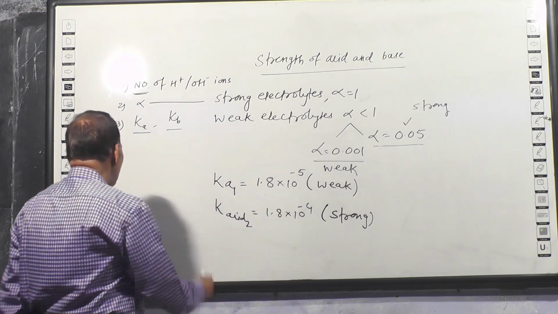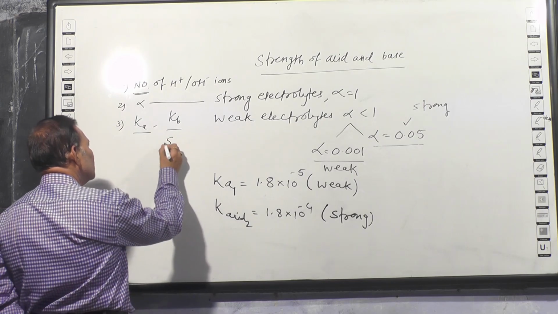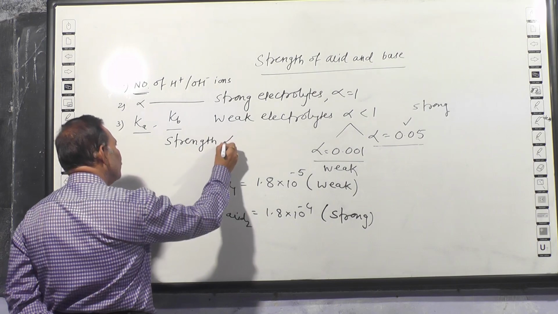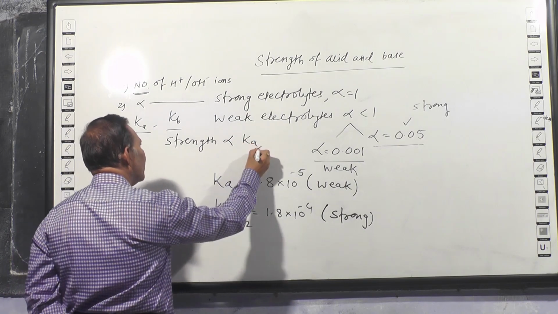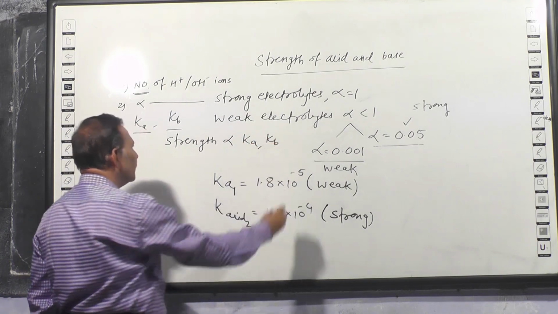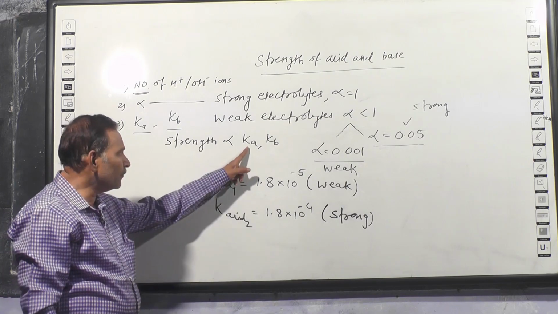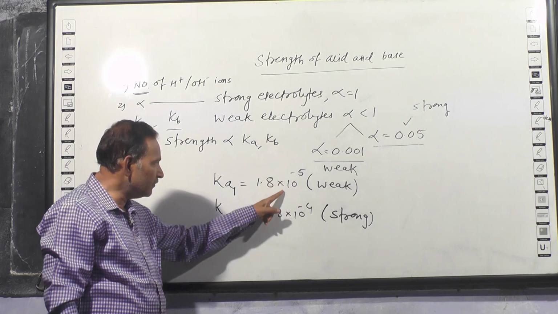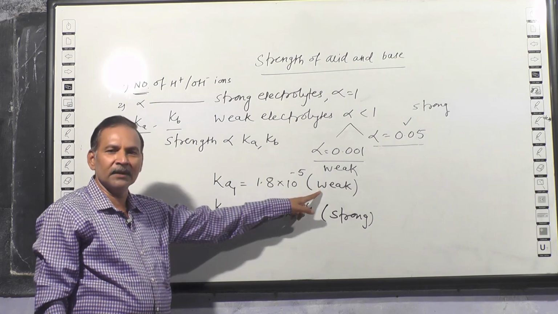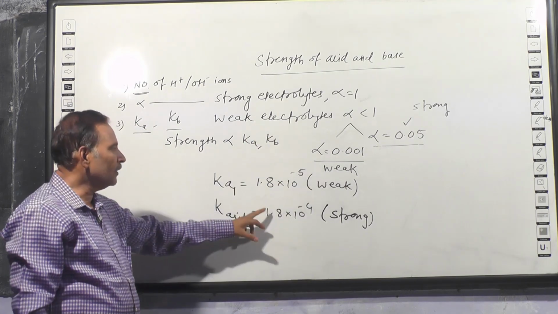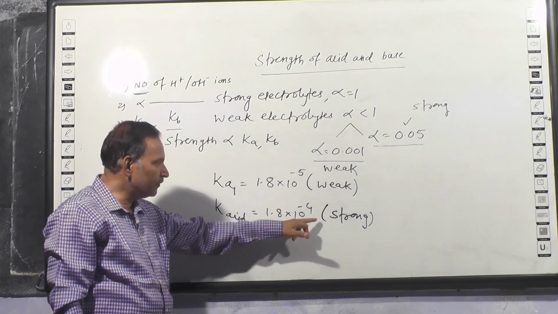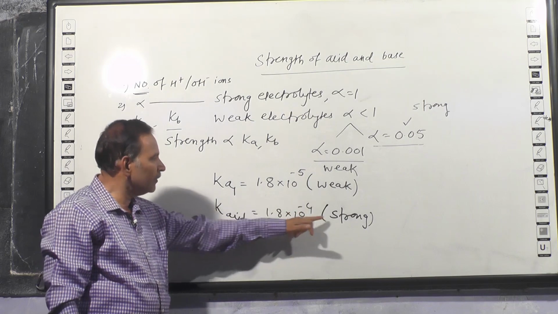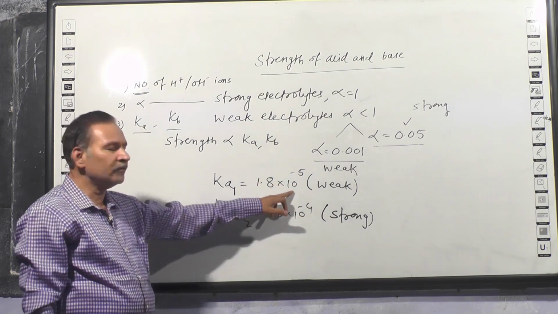And therefore the point that is to be remembered, strength of acid or base is directly proportional to Ka, or for base it is Kb. Larger the value of Ka, strong will be the acid, and less is the value of Ka, weak will be the acid. So in these two values, 10 to the power minus 4 is more or larger than 10 to the power minus 5. So this acid will be strong acid and this acid will be weak acid.